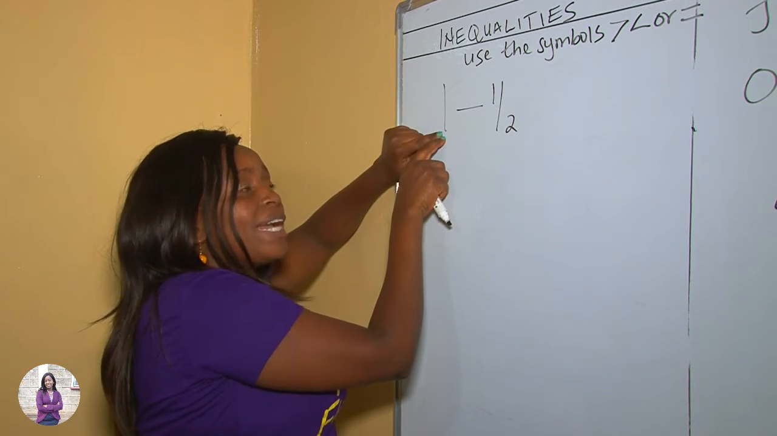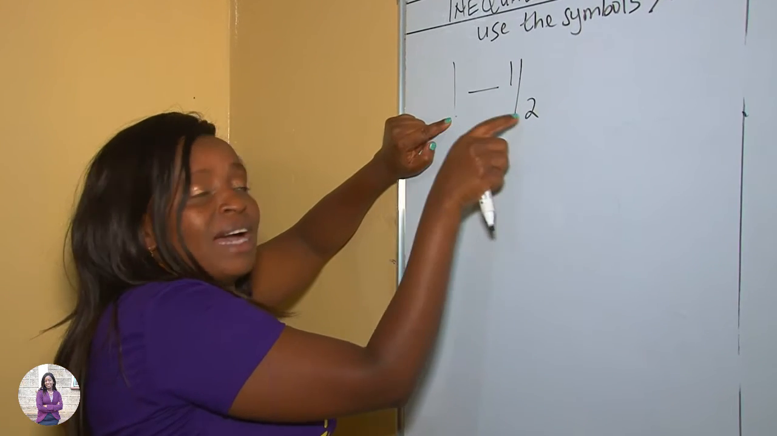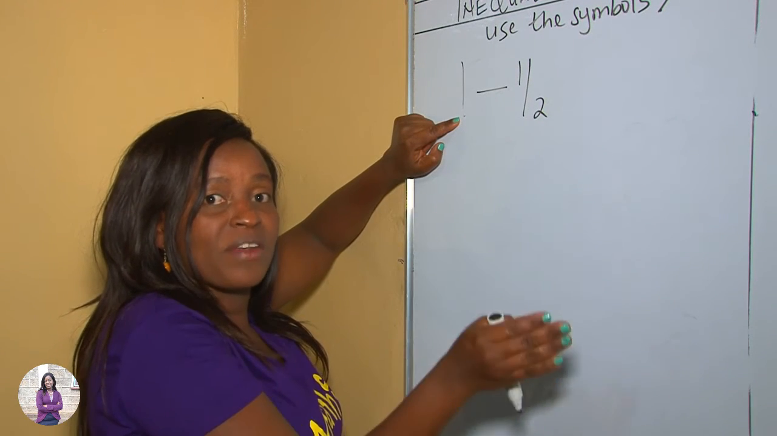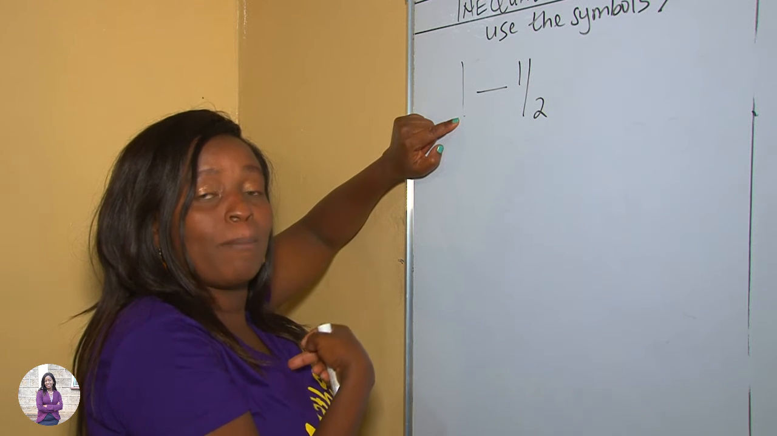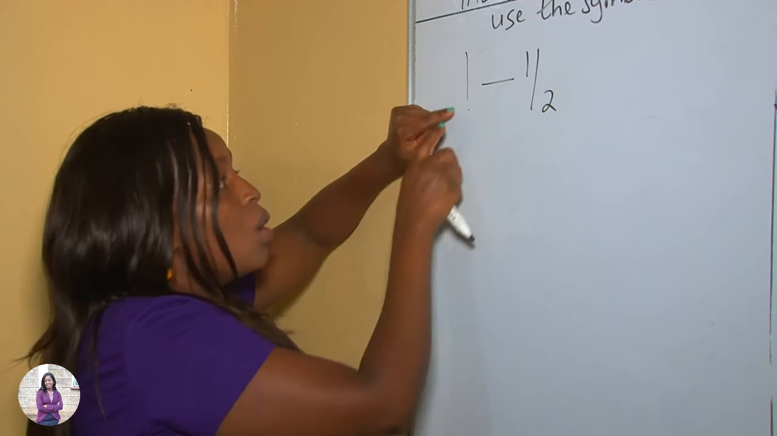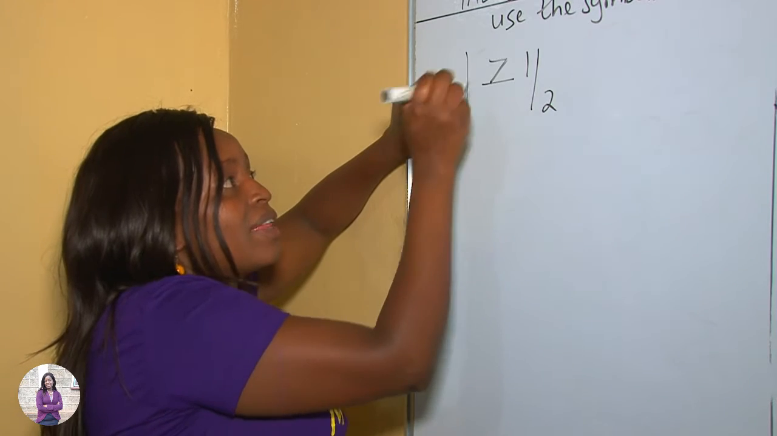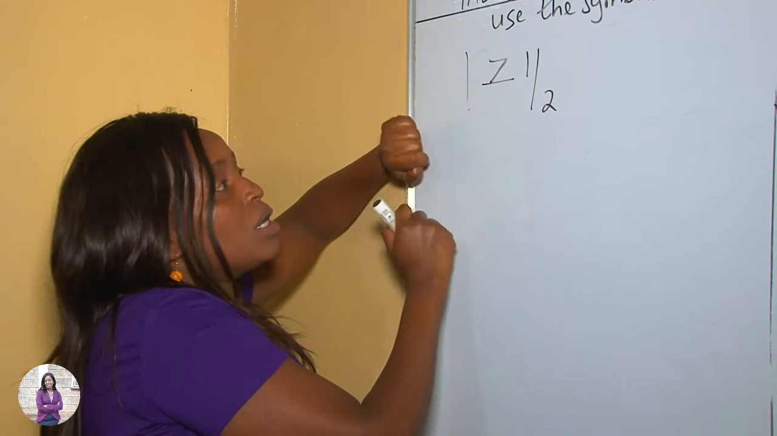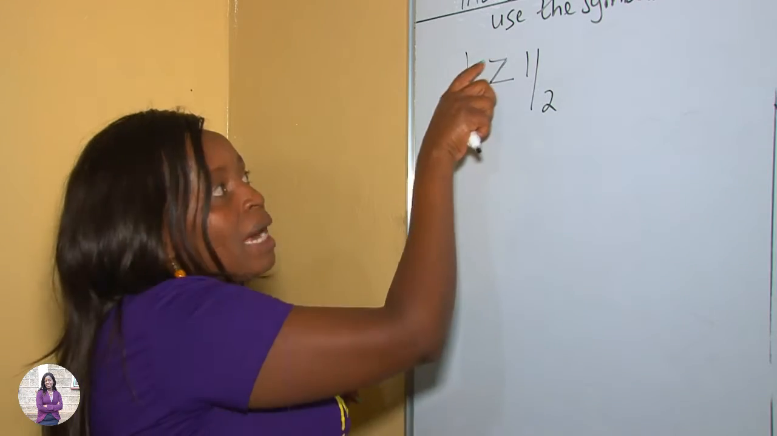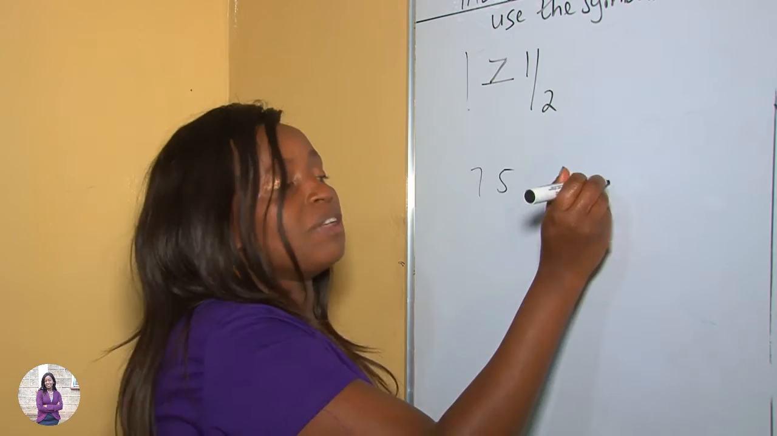1 is bigger than a half. If I have a whole orange and somebody else gets a half an orange, I have a bigger portion because my orange is not divided into any portion. So 1 is greater than a half. So we put the symbol for greater, which is like the number 7, greater.